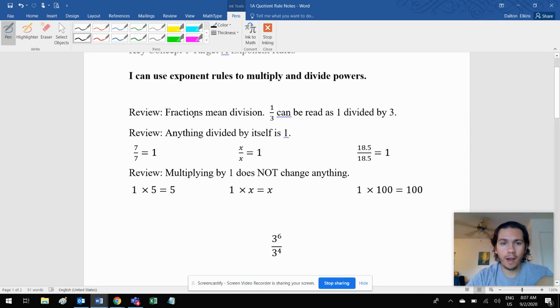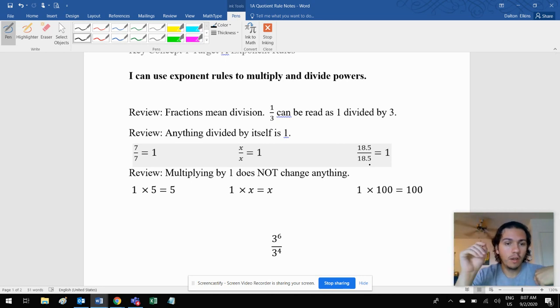First thing I want to review is that fractions mean division. 1 over 3, 1/3, can be read as 1 divided by 3. That's what that fraction bar means. It means to divide. The second rule is anything divided by itself is 1. 7 divided by 7, that's 1. X divided by X is 1. 18.5 divided by 18.5 is 1. Anything divided by itself is 1.